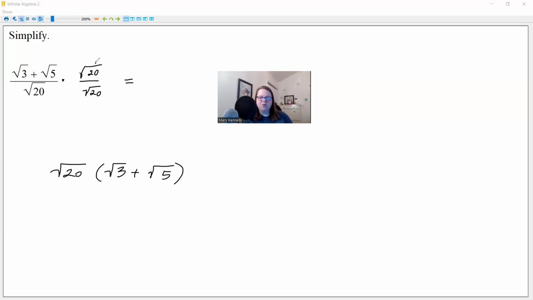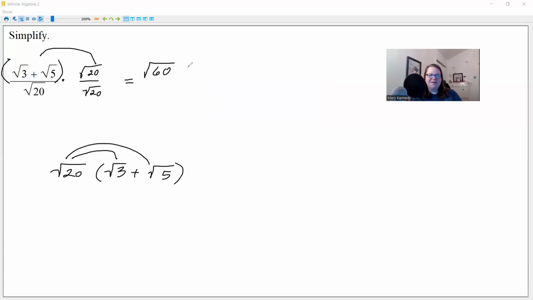And that's what we're doing here. We're multiplying the square root of 20 times all of this, the whole thing. So I'll write it this way just because we're used to seeing it like this. So square root of 20 times square root of 3 is the square root of 60. And the square root of 20 times the square root of 5 is square root of 100. Okay. And then on the bottom, we have square root of 20 times square root of 20, which is the square root of 400. Or you may already recognize that that is just 20, right? Because if you multiply the same number times itself and under a square root, you get that number.